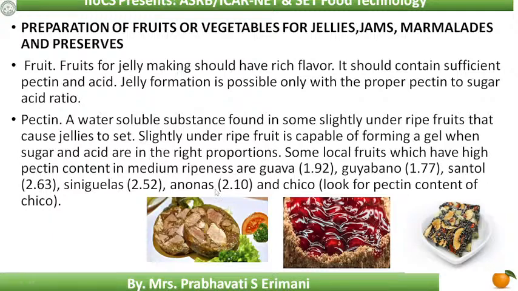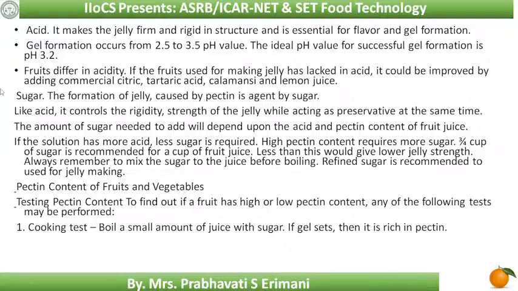Some examples are given here, telling the example of the fruits. So what does acid do? Acid makes the jelly firm and rigid in structure, and it is essential for flavor and gel formation. For flavor release also acid is required. Gel formation occurs at a pH value of 2.5 to 3.5. Okay, then only gel formation will occur. The ideal pH value for successful gel formation is 3.2. That is also nicely given. And fruits differ in acidity, as we told, so we have to add extra acid.